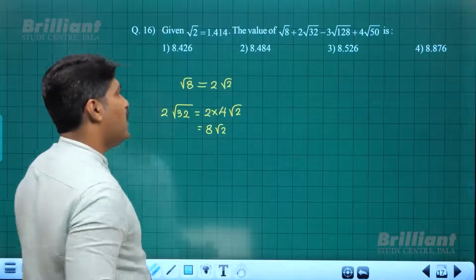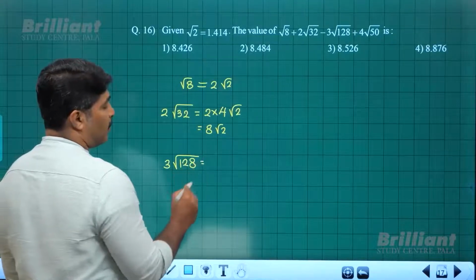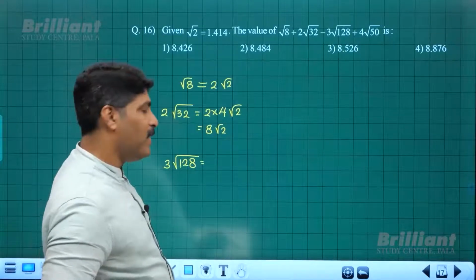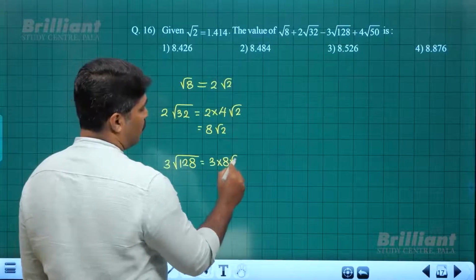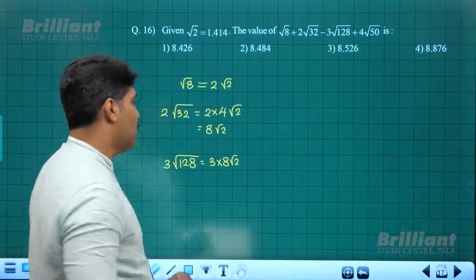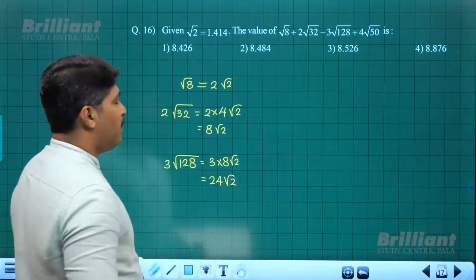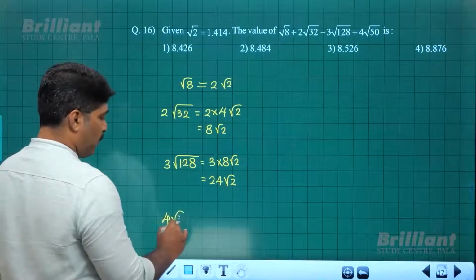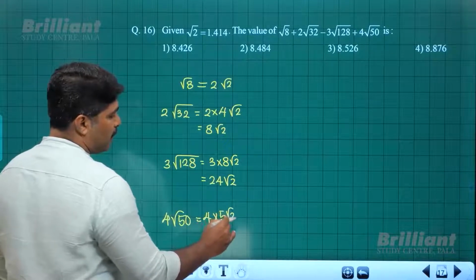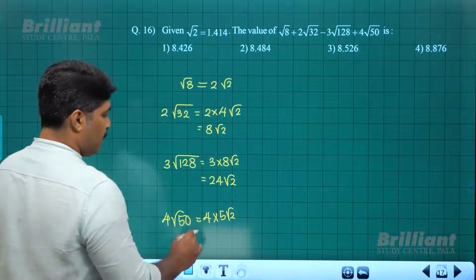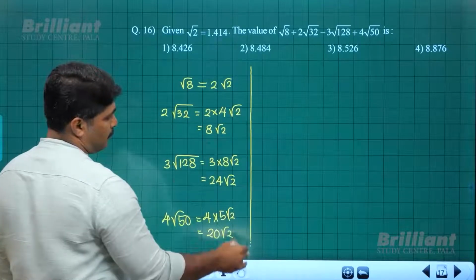And what about 3 into root 128? This 128 is nothing but 64 into 2. So 64 we can take outside, therefore that is 8 root 2. So therefore this is equal to 24 root 2. And the last one, 4 root 50. This 50 we can write as 5 root 2, because 50 is nothing but 25 into 2. So this is 20 root 2. So these are the values.